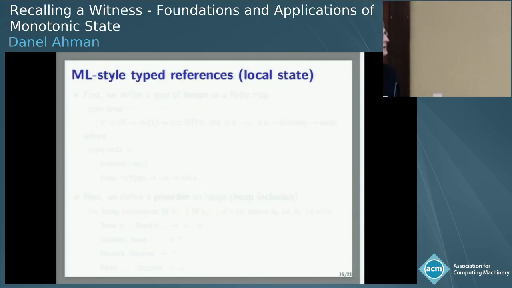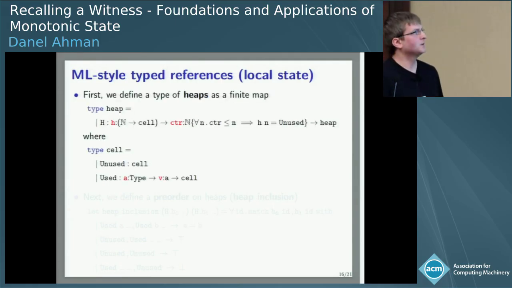So now these ML-style typed references. What we have to do is say what is the state that we instantiate the MST with, and what's the preorder. So for state, we just define essentially the expected model of a heap. It's just a mapping from natural numbers to memory cells paired together with a counter that gives us the next fresh reference. And memory cells are either unused or used, in which case they contain a type and the value of that type.